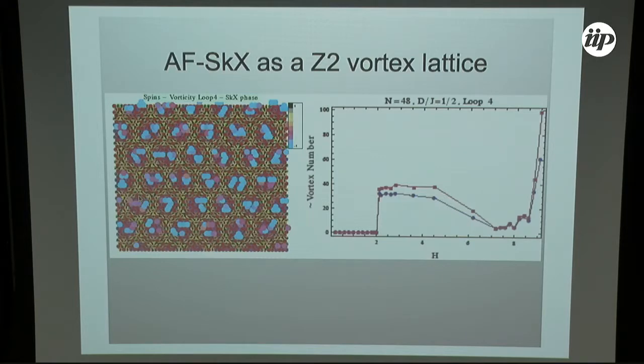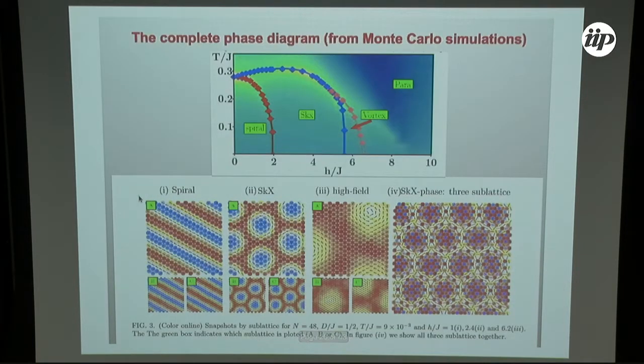Okay, this has a lot of numerical error. This is ongoing, so you don't take this seriously. So with the magnetic field, you favor these structures. And then this vorticity goes down, and this is just numerical problems that we are solving now. Okay, so let me show you the complete phase diagram, at least for some value of D over J.